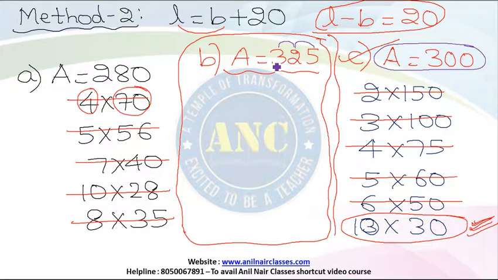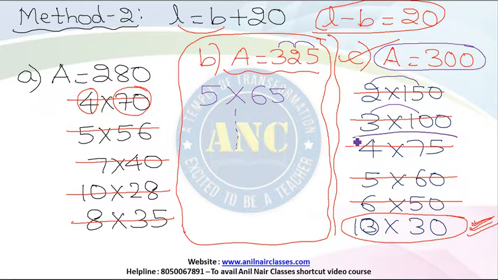Next is 4. No, 4 not possible. 5, yes, 5 into which number? 5 into 6 is 30. Okay, I wrote 6, and then 2 remaining, 25, 5 into 5 is like that. You will think a little bit, but for 300 it's very easy. 2 into 150, 3 into 100.